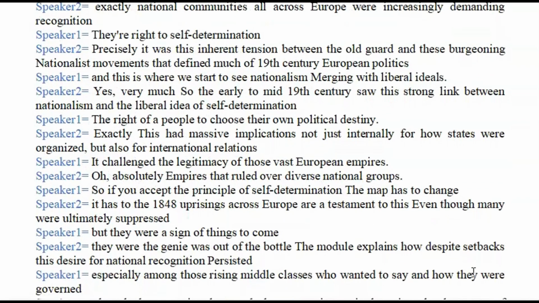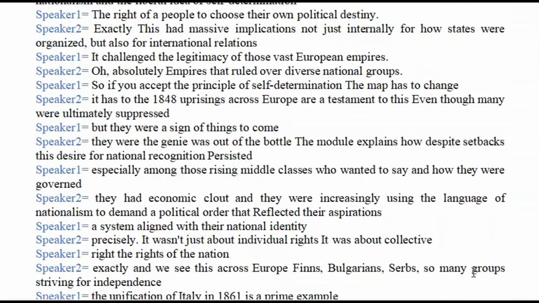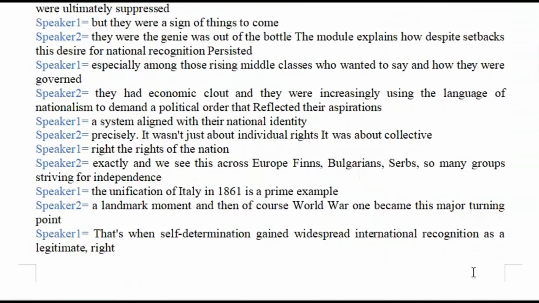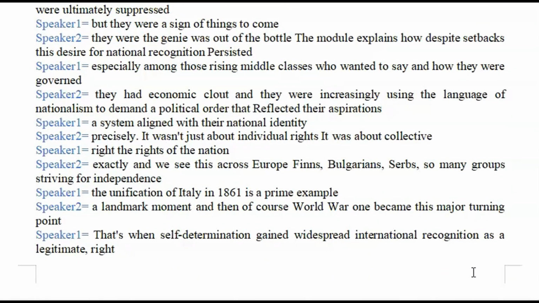The module explains how, despite setbacks, this desire for national recognition persisted. Especially among those rising middle classes who wanted a say in how they were governed. They had economic clout, and they were increasingly using the language of nationalism to demand a political order that reflected their aspirations. A system aligned with their national identity. Precisely. It wasn't just about individual rights, it was about collective rights. The rights of the nation. Exactly, and we see this across Europe. Finns, Bulgarians, Serbs, so many groups striving for independence. The unification of Italy in 1861 is a prime example.